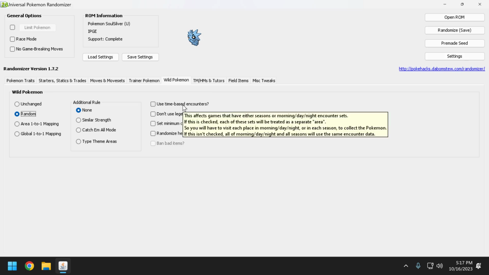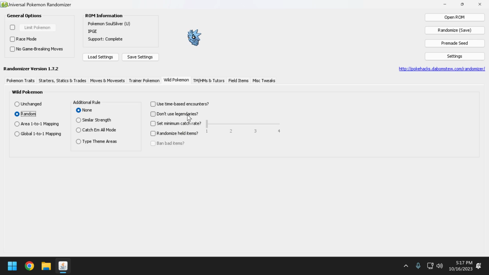You can check if you want to have the seasons or the day-night cycles with separate sets of Pokemon. Up to you if you want that. You can make it so that it does not randomize legendaries. So if you don't want legendaries to appear in the wild like a regular Pokemon, you can turn that off.